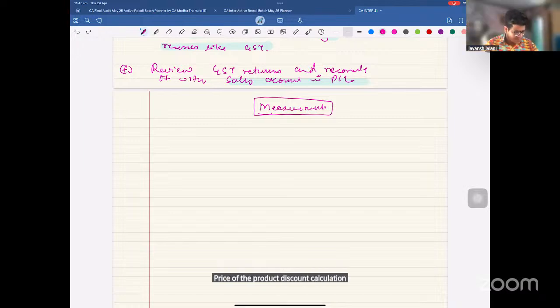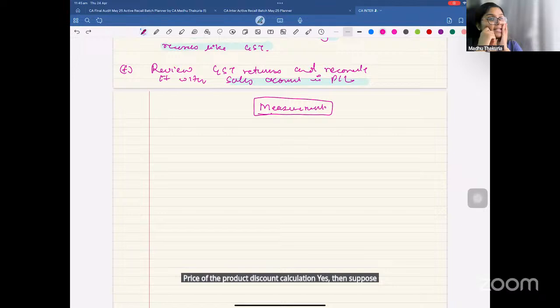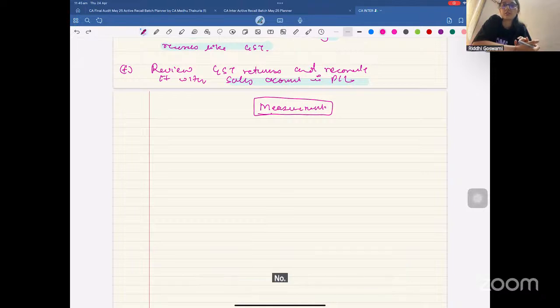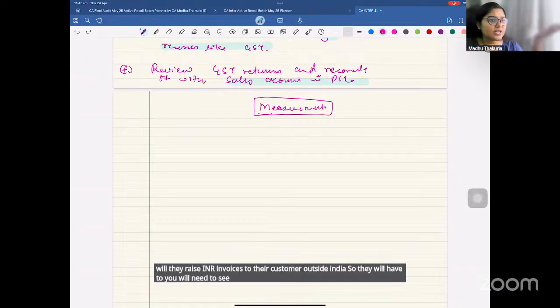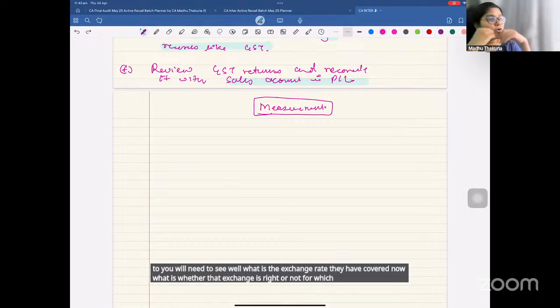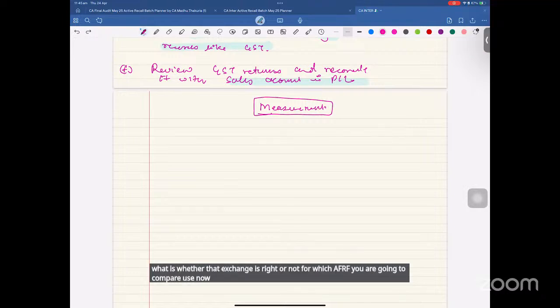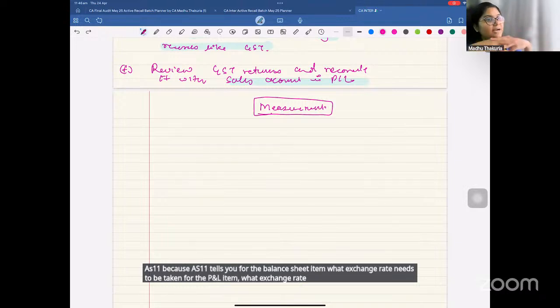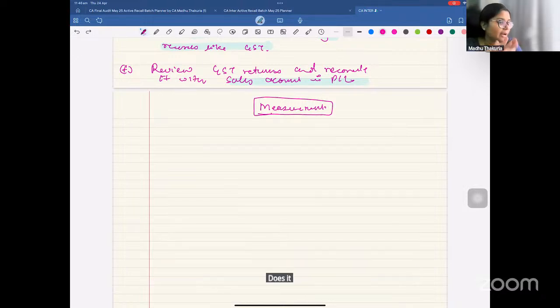Yes. Then suppose there are sales in foreign currency, like your client is exporting goods. Will they raise INR invoices to their customer outside India? No, ma'am. Obviously at the spot rate, right? So you will need to see what exchange rate they have used. Now, whether that exchange rate is right or not, which AS are you going to use? AS 11, because AS 11 tells you for the balance sheet items what exchange rate needs to be taken, for the P&L items what exchange rate needs to be taken, and from what source and all, right? So you will comply with all of that, right?